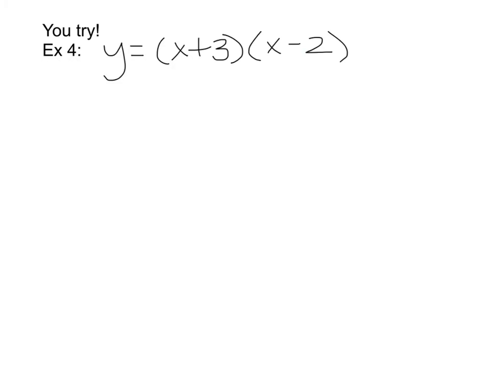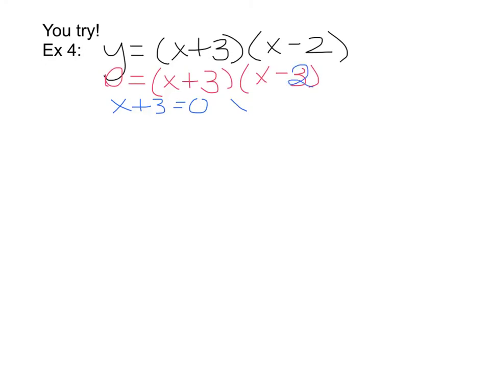So to be able to find the zeros, I need to do my zero product property, so I need to replace y with 0. And then you set each individual factor equal to 0. So I have x plus 3 equals 0. I have x minus 2, sorry, I wrote the wrong thing right here. x minus 2 equals 0.